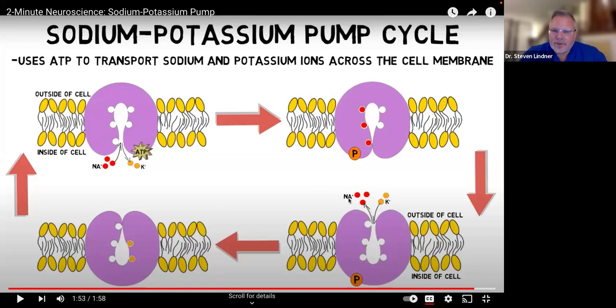Okay, so they're saying that you've got these 3 sodiums and then you've got 2 potassiums. So as these 3 sodiums are pumped to the outside of the cell, whereas only 2 potassiums are pumped in, there's more of a net positive charge outside of the cell, and there's more of a negative charge in relationship to that on the inside of the cell.